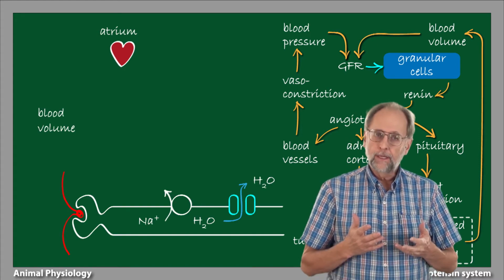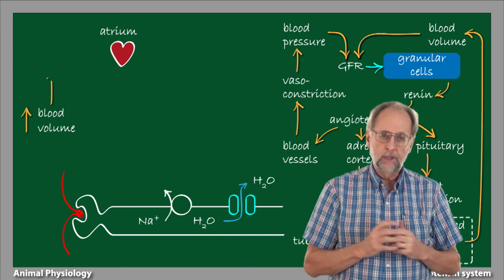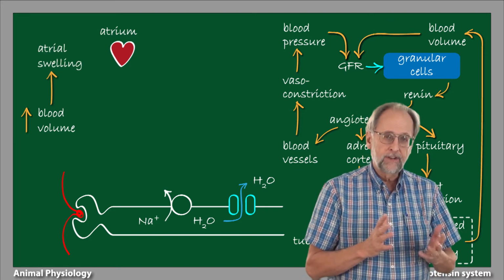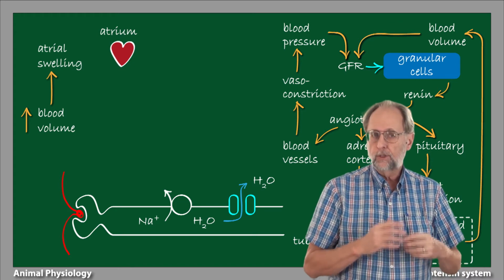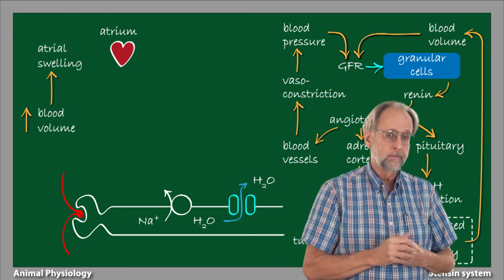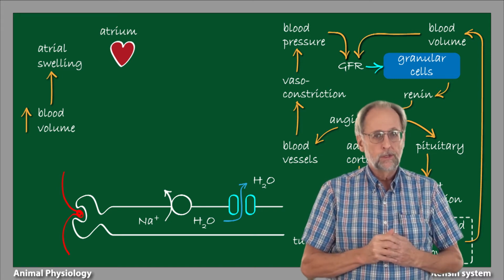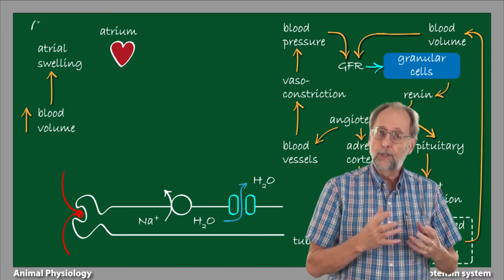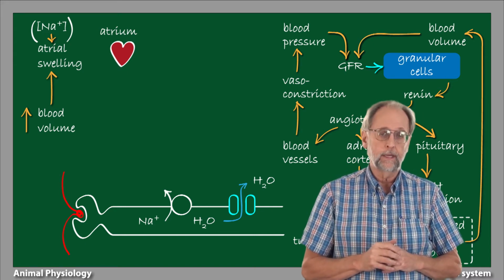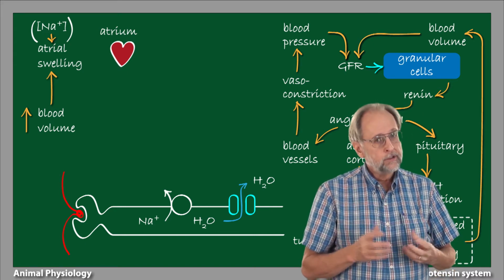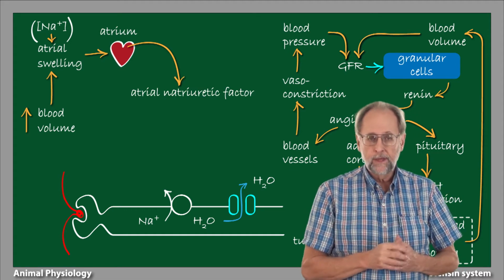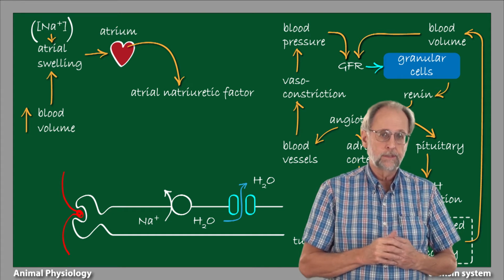If blood volume increases, this will bring about swelling of the atria. Remember that the atria are typically fairly thin-walled and elastic, so that an increase of blood volume can stretch the atrial walls considerably. High sodium concentration in the blood can also indirectly cause increases of blood volume and therefore atrial swelling. The atrium secretes ANF in response to atrial swelling, and from there it has several consequences.